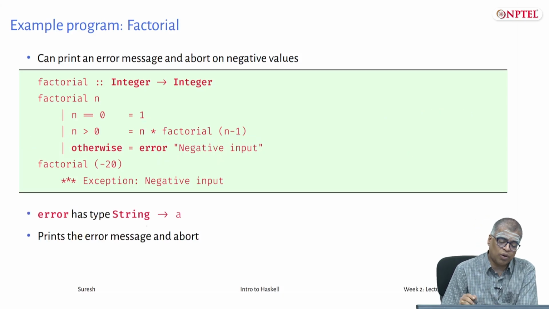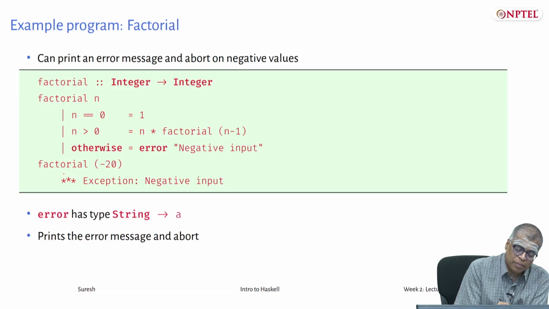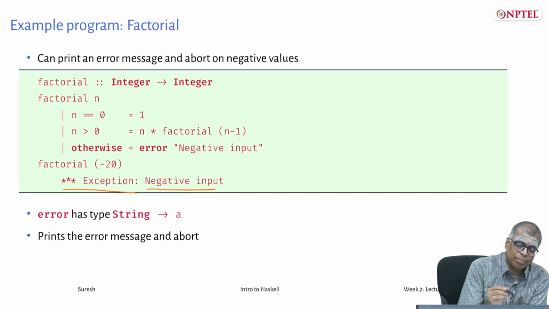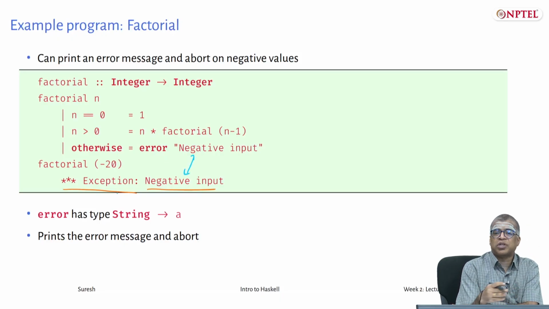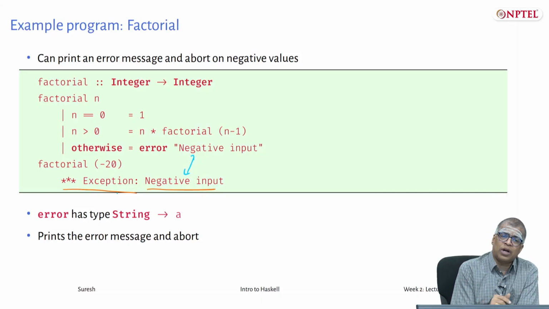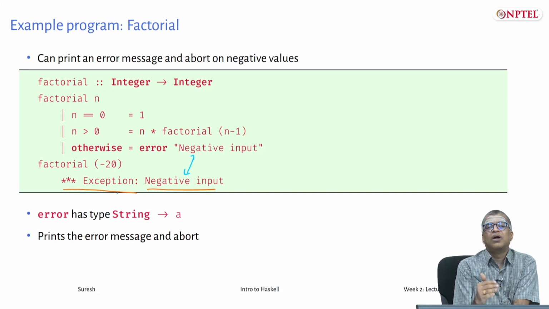Error has type string arrow a, prints the error message and aborts. So if you invoke factorial minus 20 now on GHCI, it will actually print this exception, negative input. The negative input is the error message that we gave. That exception etc. is something that GHCI prints. Most importantly, it will abort. It will not try to continue the computation, it will just abort and await the next instruction from you.